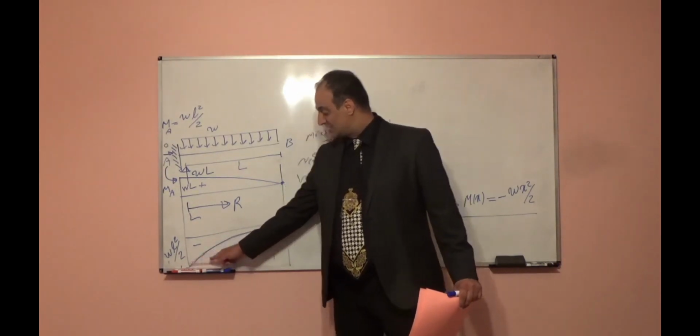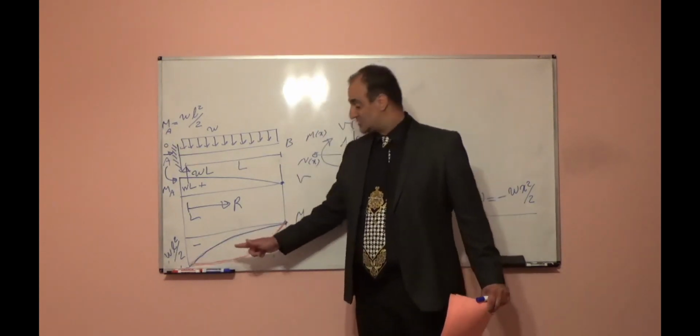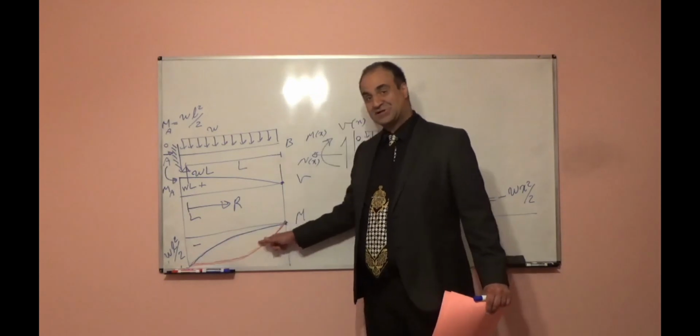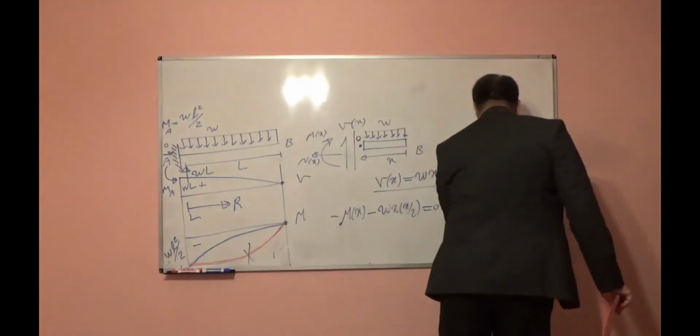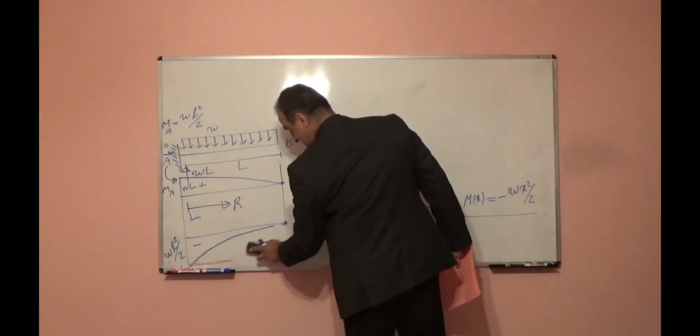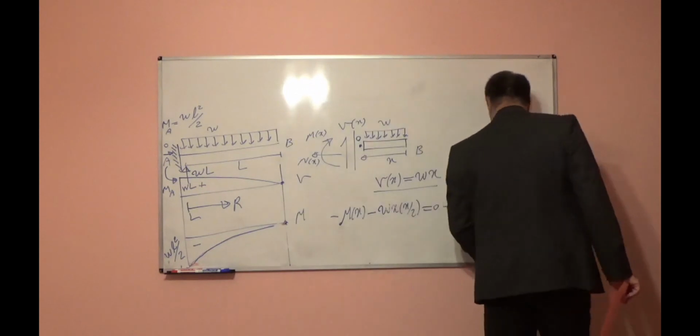If I choose the red one, from point A to point B the slope is continuously increasing, so this is the wrong one. The blue one is the right answer. Pay attention to this, it is very important.